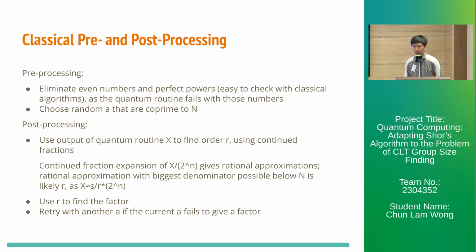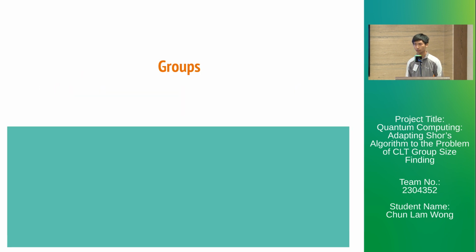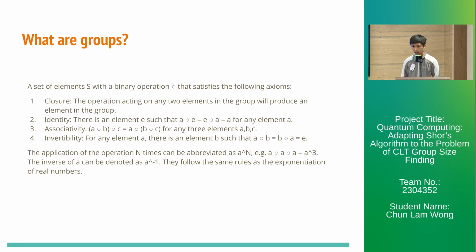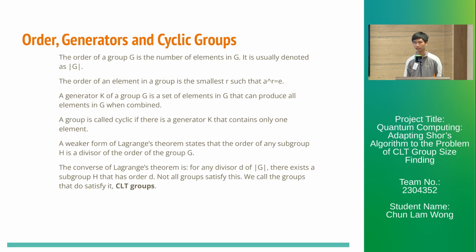And now we will talk about the topic of interest for our algorithm: groups. A group is simply a set of elements S with a binary operation that satisfies the following axioms as shown here. And here are some elementary operations and properties of groups. A weaker form of Lagrange's theorem, which is a theorem of groups, states that the order of any subgroup H is a divisor of the order of the original main group G.